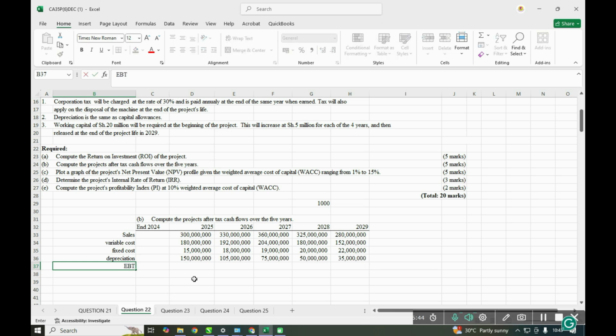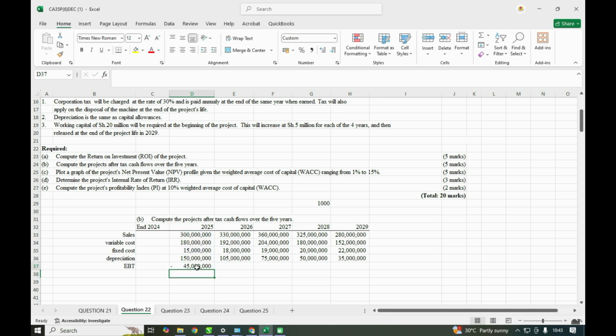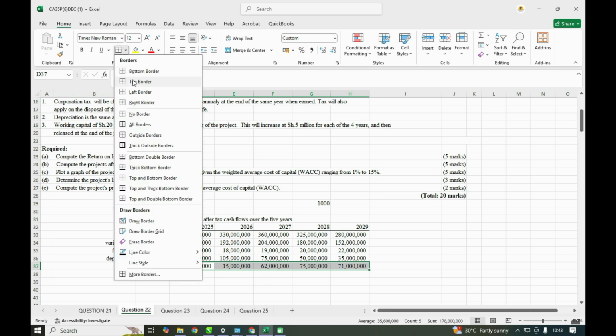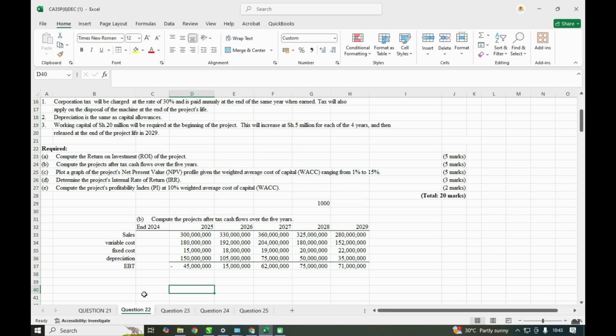EBT, earnings before tax. Here we shall minus sales. We minus variable, minus fixed, minus depreciation. That way. And I will autofill this, and I will use the top border. So that is our earnings before tax.